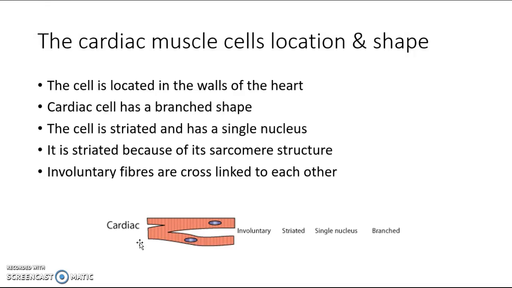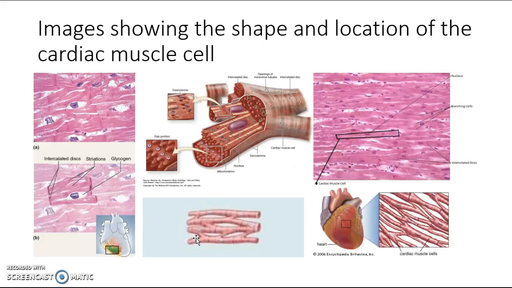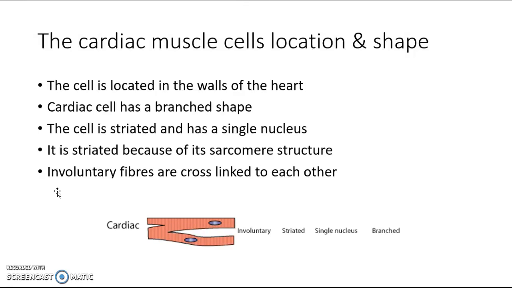The cell is striated and it has a single nucleus. If we see these vertical lines here, these are the striations, and these are the nuclei. As we were saying, each cardiac muscle fiber contains a single nucleus and is striated, or striped. This is because it appears to have light and dark bands when seen through a microscope. So these bands are the striations. It is striated because of its sarcomere structure, and it has involuntary fibers that are cross-linked to each other.